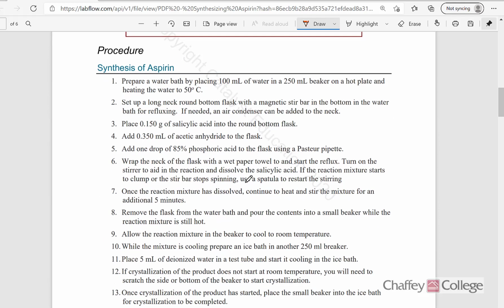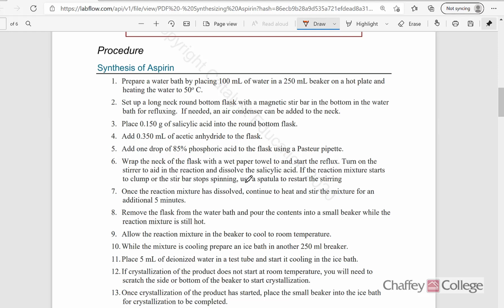The procedure to synthesize is provided here. I have posted another video in which this synthesis procedure has been explained. So please watch that video before completing the calculations. In this video, I'm going to discuss the calculation part of this lab. So let's go over and take a look at what kind of calculations are there.